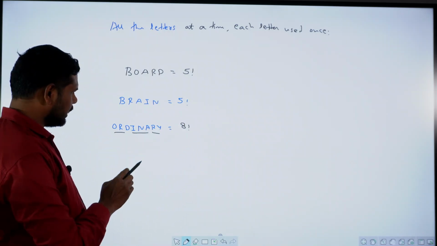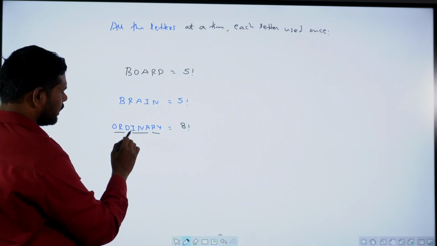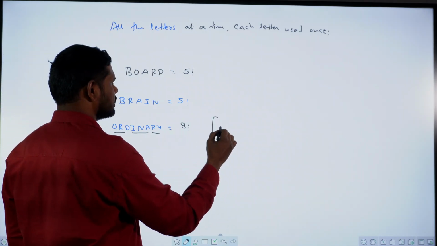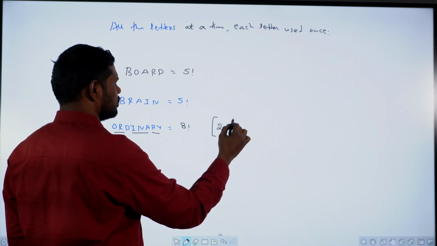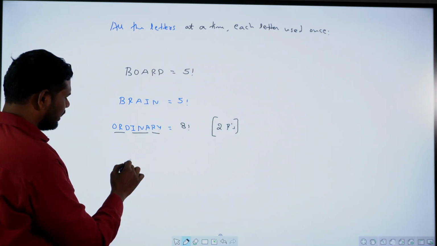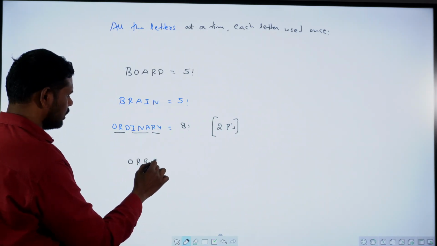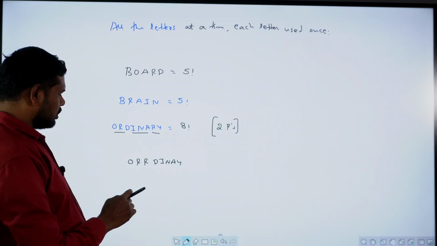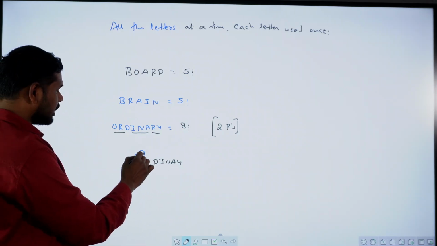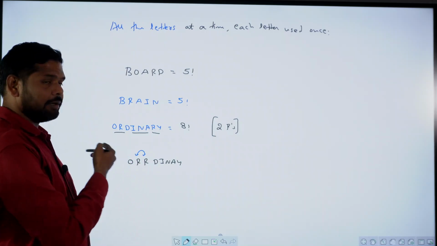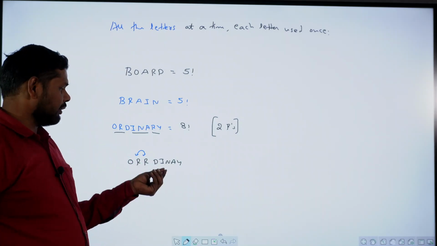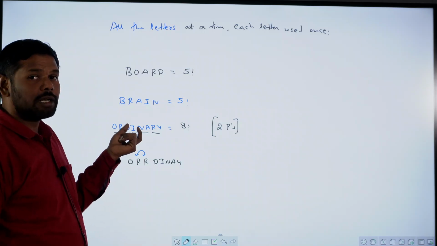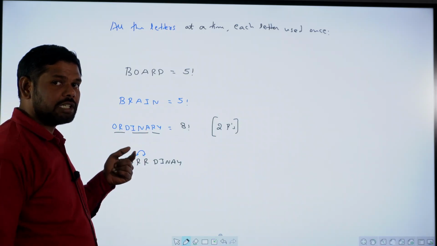But observe here, R and R, 2 R's are repeated. Suppose I frame one word, O-R-R-D-I-N-A-Y. Suppose this is the one word. If this R and this R are replaced, again we get the same word, O-R-R-D-I-N-A-Y. So some repetition of words is there, because R is repeated. How many repetitions are there?